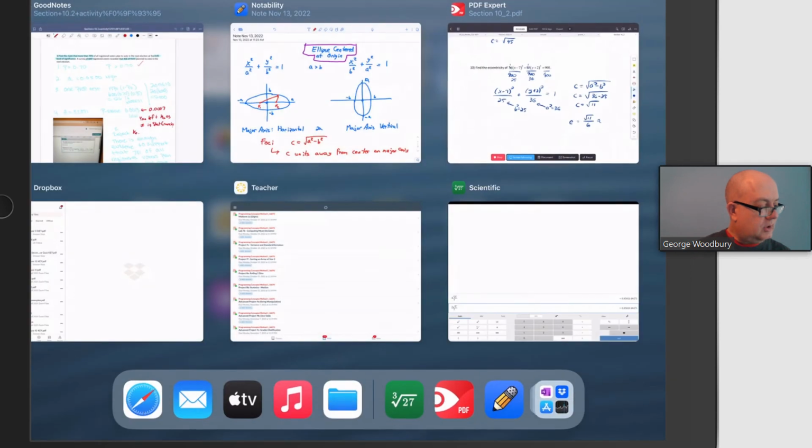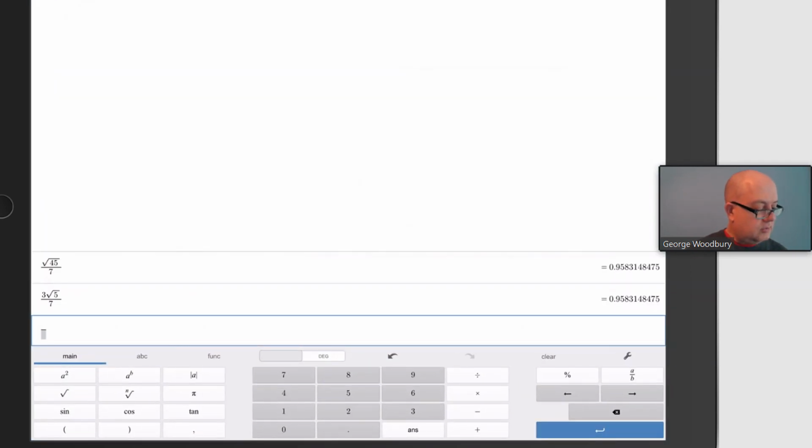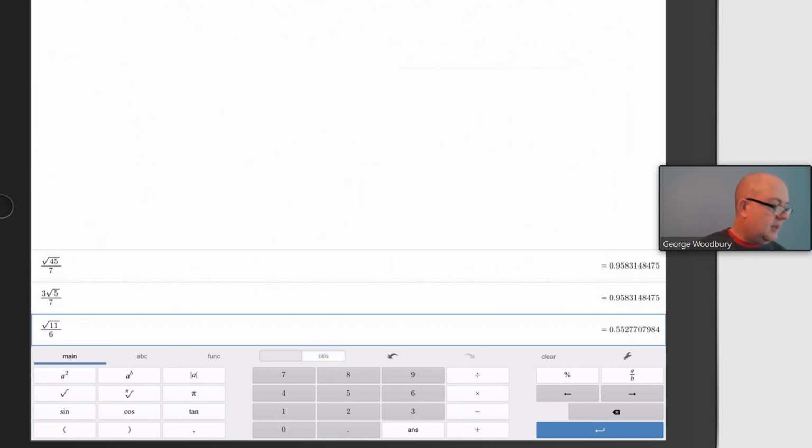And one last time to the Desmos calculator, fraction radical 11. In the denominator, we've got 6, and that's 0.55, so much lower than we saw in the last example.